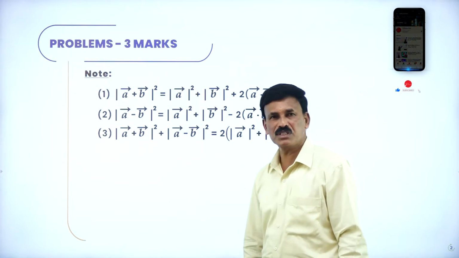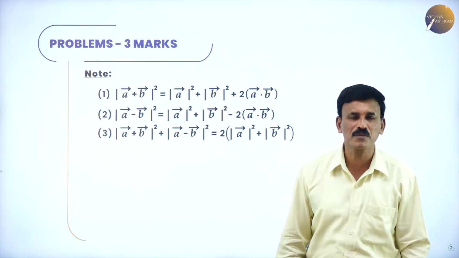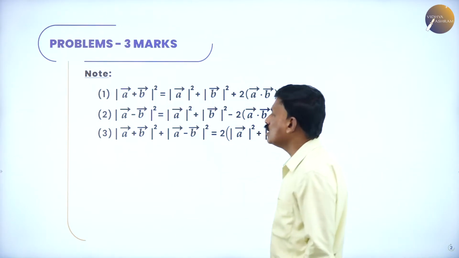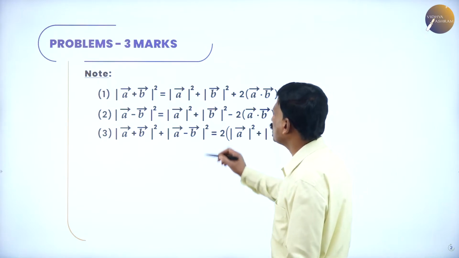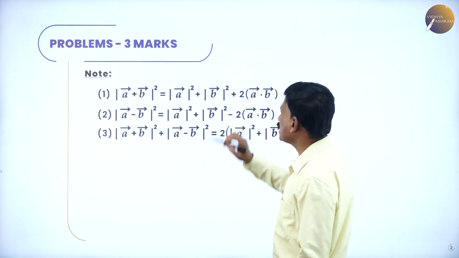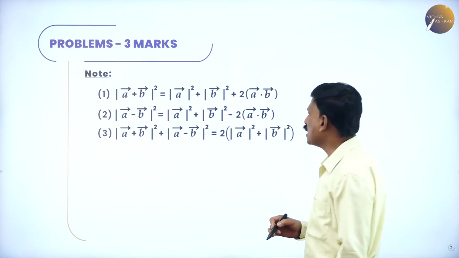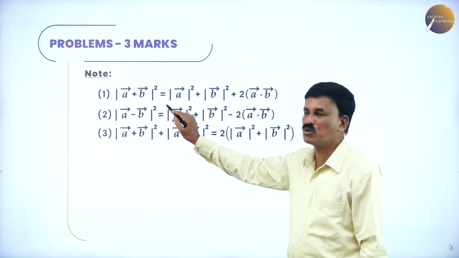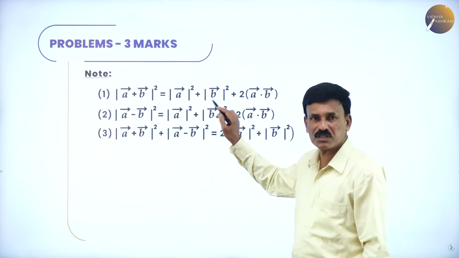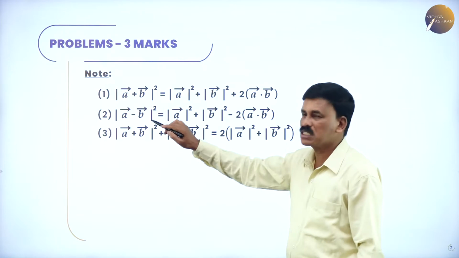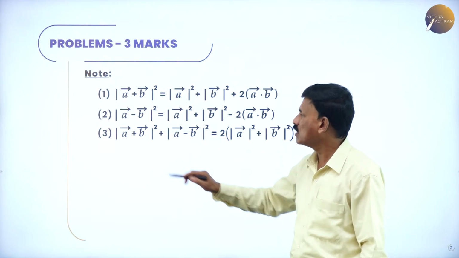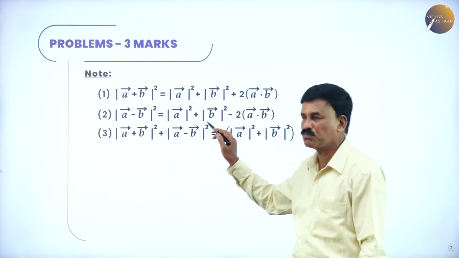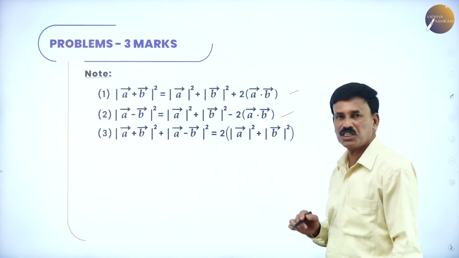Now you are familiar with (A plus B) whole square and (A minus B) whole square in algebra. Here also, for any two vectors A and B, the magnitude of vector A plus B whole square is equal to magnitude of vector A square plus magnitude of vector B square plus 2 times the dot product of A and B. Similarly, magnitude of A minus B whole square is equal to magnitude of A square plus magnitude of B square minus 2 times A dot B.